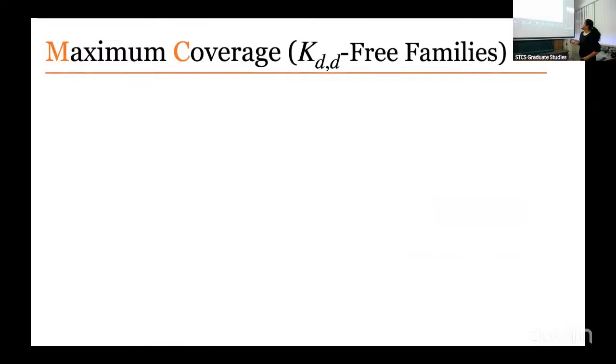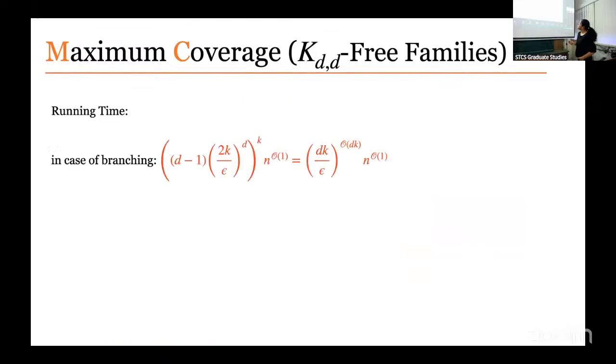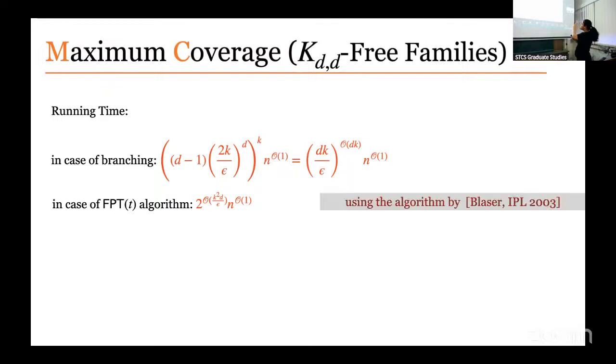So its running time is because of the branching factor, we have this part. And if we use the FPT algorithm, then we get this running time, that is 2 to the power of order t. We can see that this is the leading factor, right? So if we use the known FPT algorithm, then this is the running time.